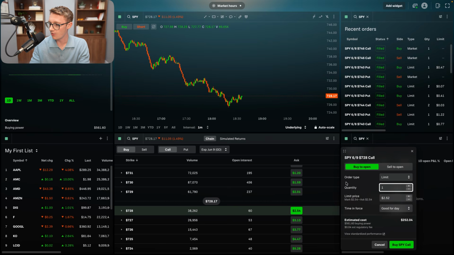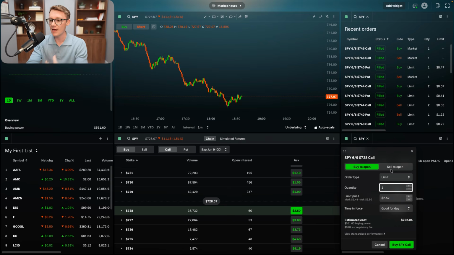We could see here our order type is limit. We want to buy to open. Make sure you never click sell to open if you're trying to just buy the outright contract, unless you're trading a different option strategy, as in maybe it's a debit spread, maybe it's a credit spread, maybe you're selling because you own the shares. Generally, you don't want to sell something that you don't own.